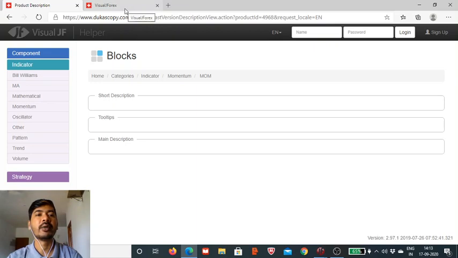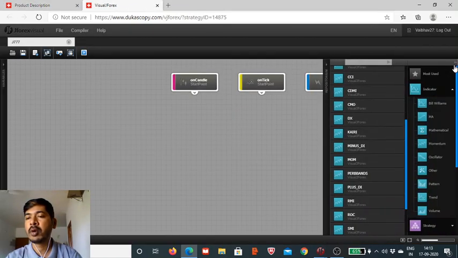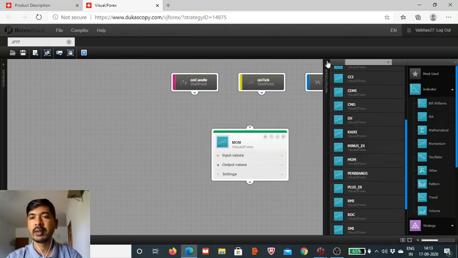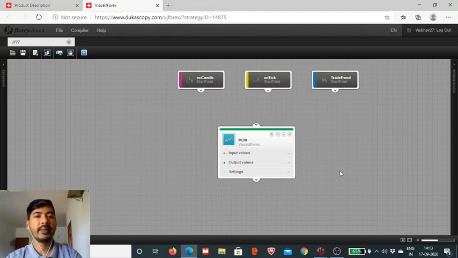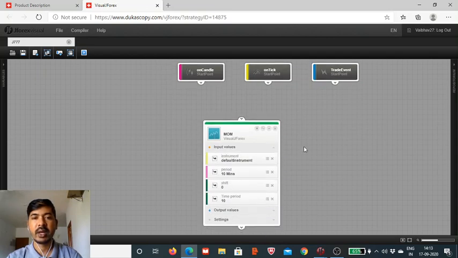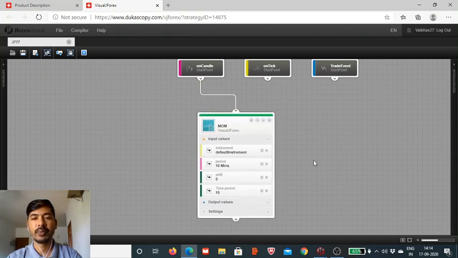Here we don't really have the description, so we straight away head to the Visual JForex board developed by the Dukascopy Bank SA. Here we will add this indicator block, and I will explain its functioning while using the charting as well, and then we will see how we can deploy this indicator block to design the automated trading setup.